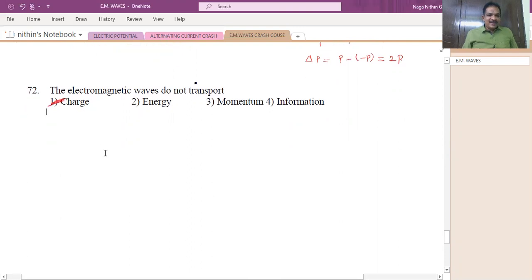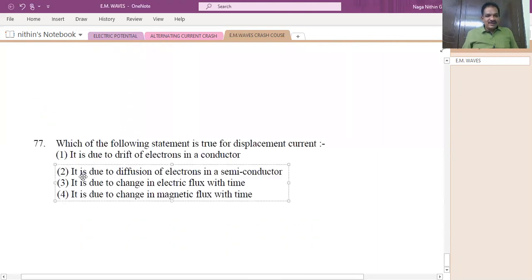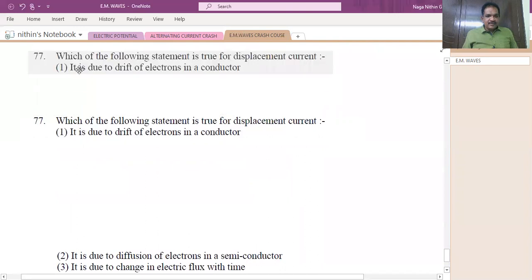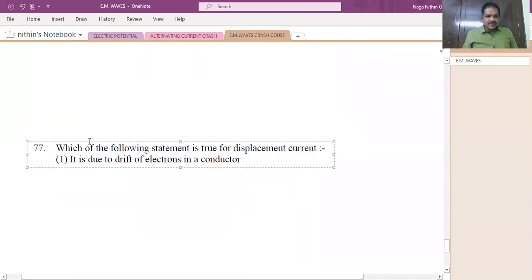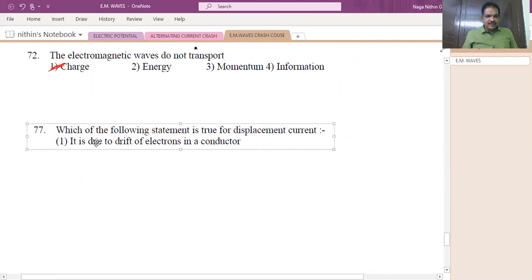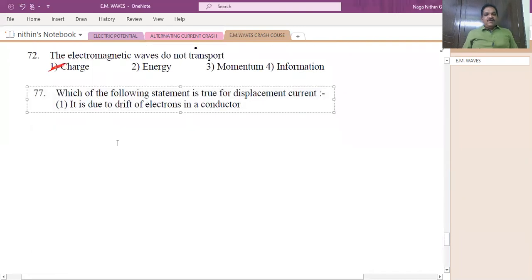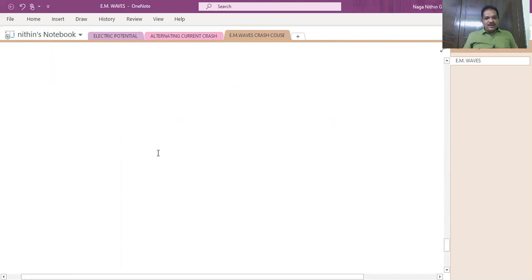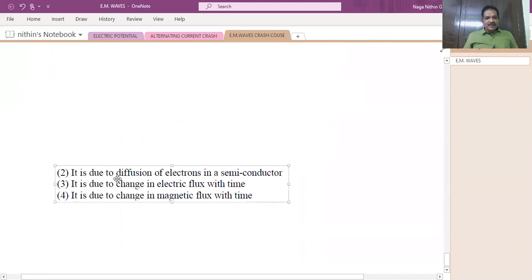charge. Next, last question. Just a small part is there, no? This one. See what is this? Which of the following statements is true for displacement current?